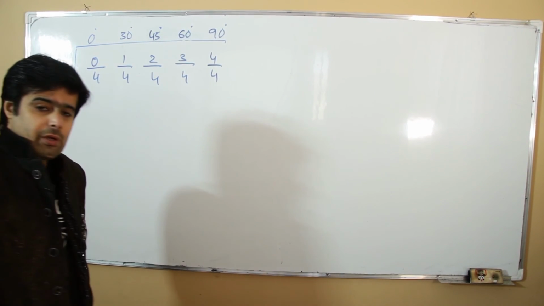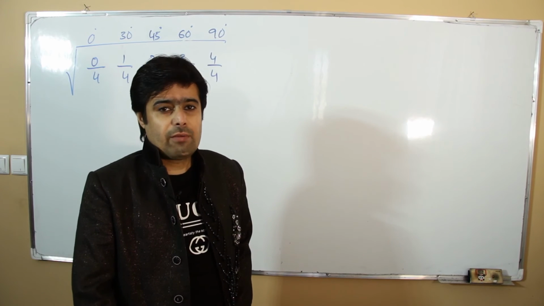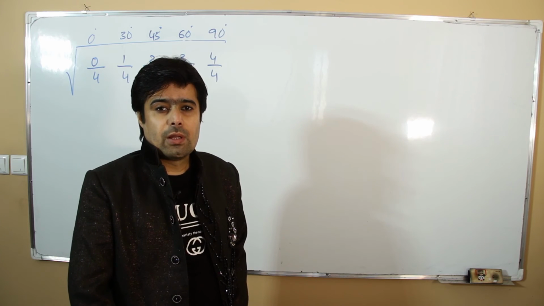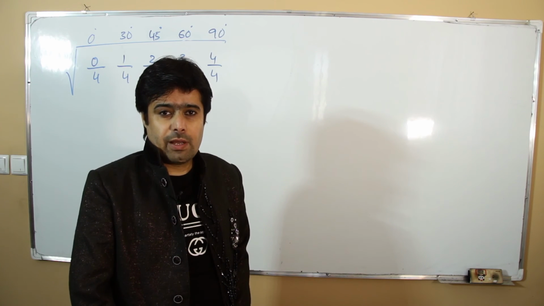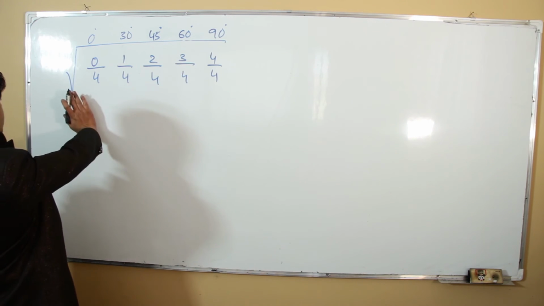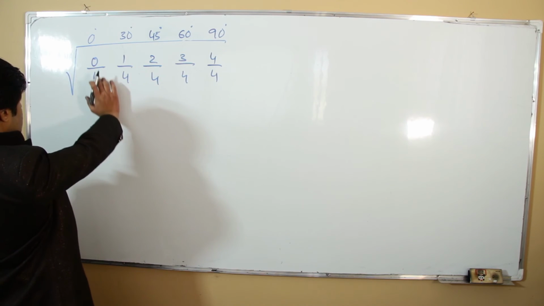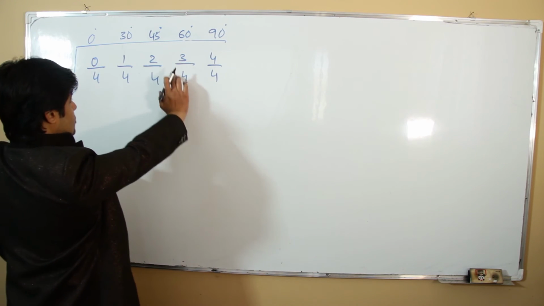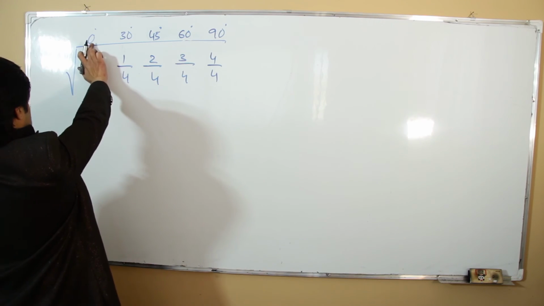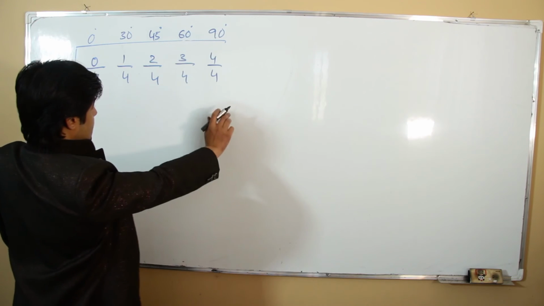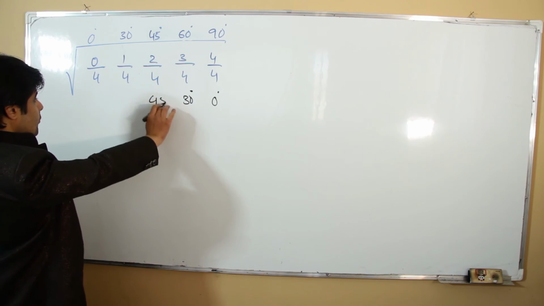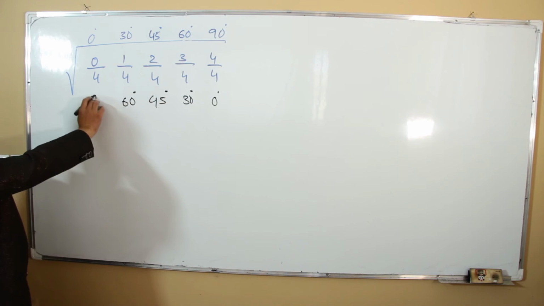By the way, if you forget the values of the trigonometric ratios, we have a shortcut with which you can define all the trigonometric ratios of 0, 30, 45, 60 and 90 degrees. Just draw the root of 0 by 4, 1 divided by 4, 2 divided by 4, 3 divided by 4 and 4 divided by 4. Here, this one starts with 0 degree, 30, 45, 60, 90. Also, once again, 0 degree, 30, 45, 60 and 90.